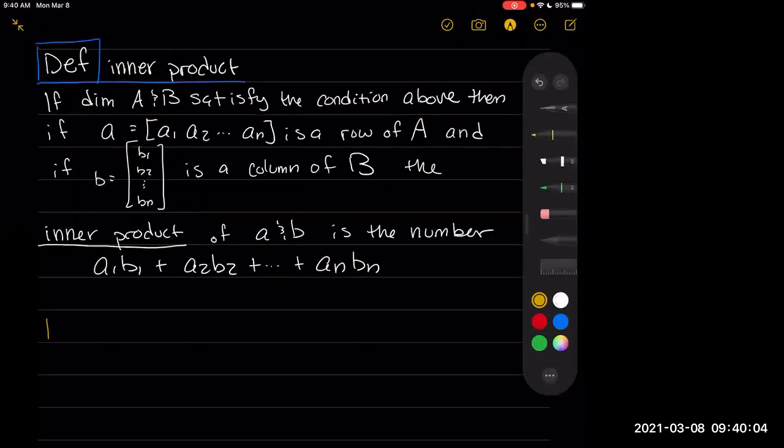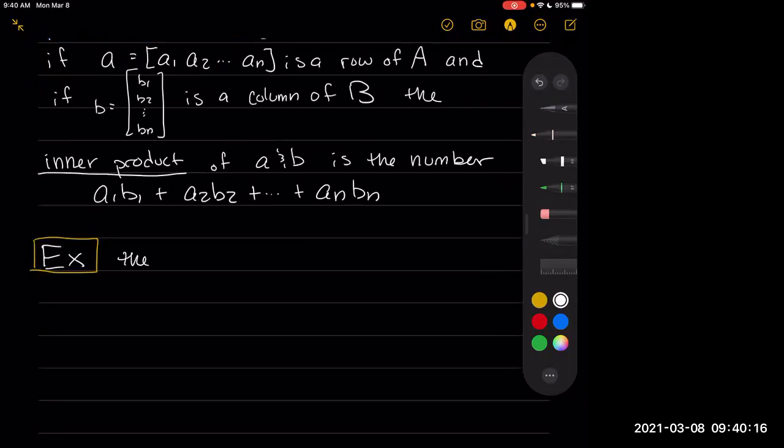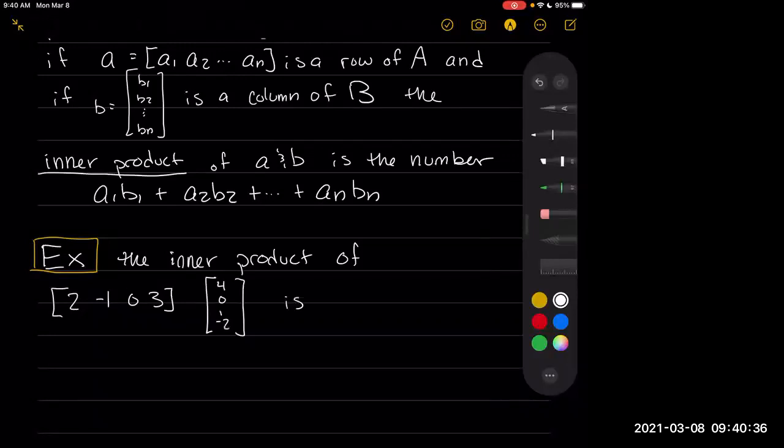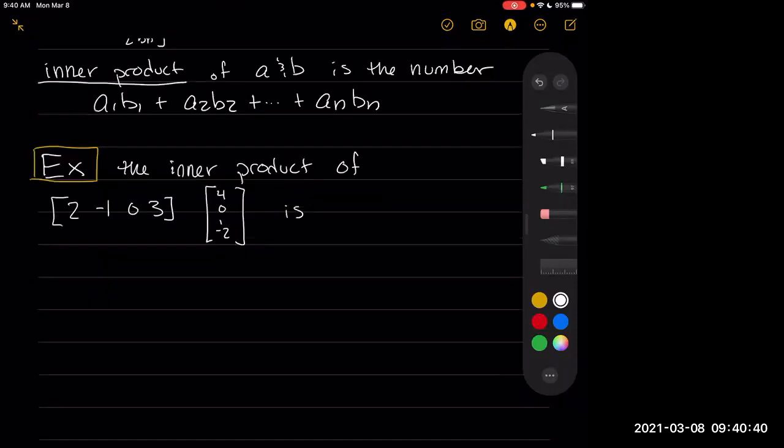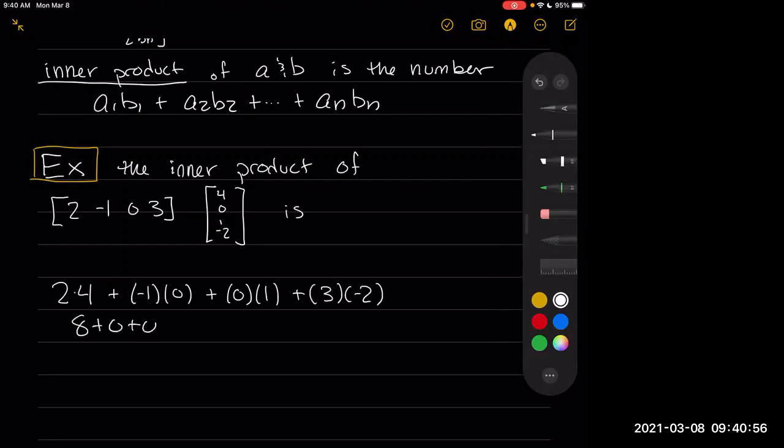So, for example, the inner product of 2, -1, 0, 3 and 4, 0, 1, -2 is, so 2 times 4 plus -1 times 0 plus 0 times 1 plus 3 times -2, which is 8 plus 0 plus 0 minus 6, which equals 2.